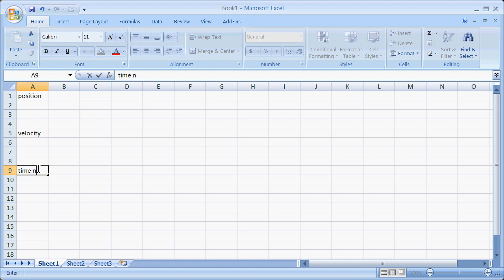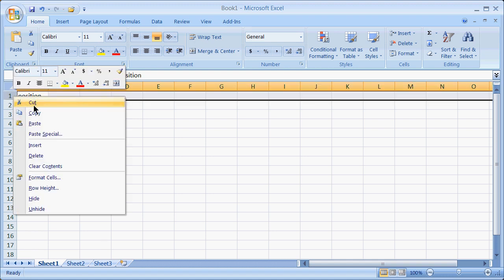Time, initial. I'm just going to put acceleration here. Acceleration, X, Y, and Z. Spacebar, time, initial. And then you're going to place some places. You're going to think about X, Y, Z, and R, theta, phi.